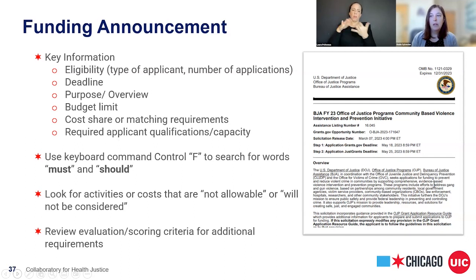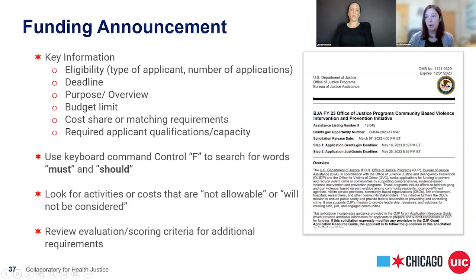Deadline: is the deadline realistic, or are there multiple deadlines? Is there an earlier deadline and a later deadline? The purpose and overview: is this a good match for your organization and your organization's mission or goals? Budget limit: is this feasible? So we talked about that earlier, but is the amount of money available something that will help you do your project or program and be successful in what you are promising to do?